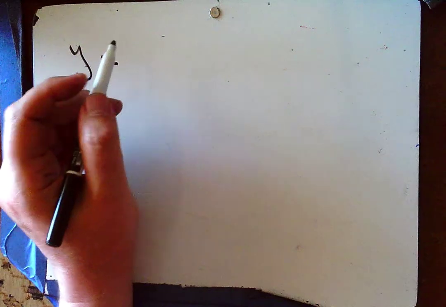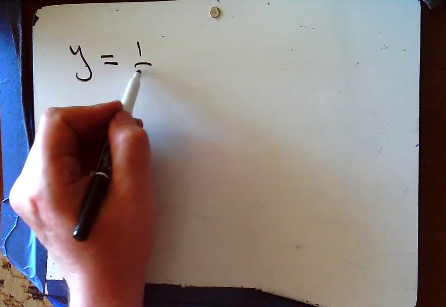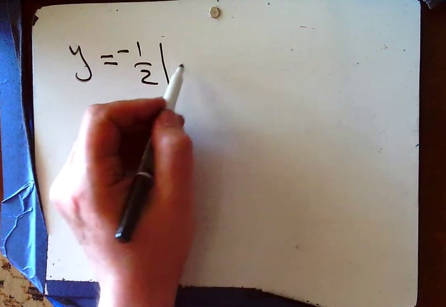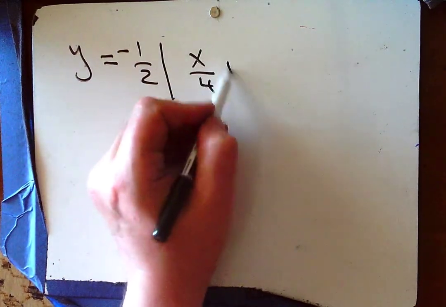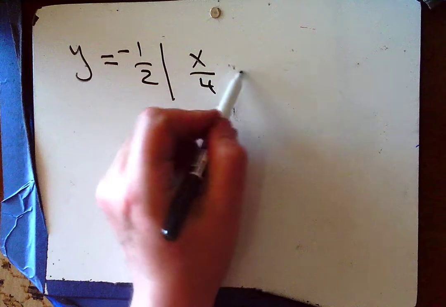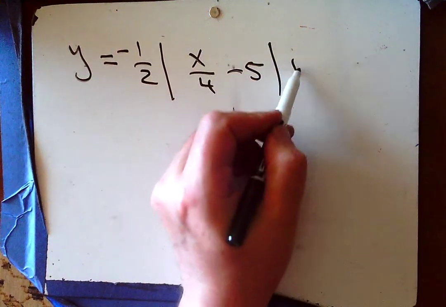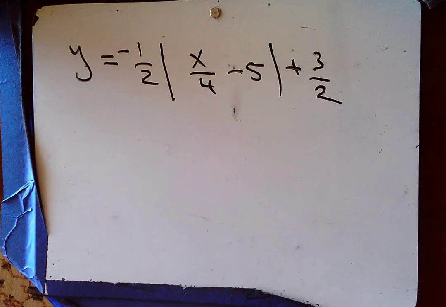y equals negative 1/2 absolute value of (x over 4 minus 5) plus 3/2. Okay, give this one a try.